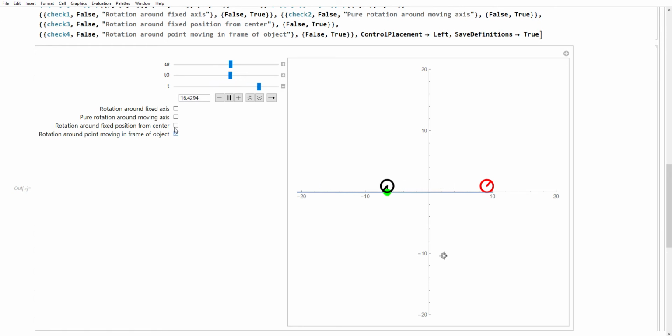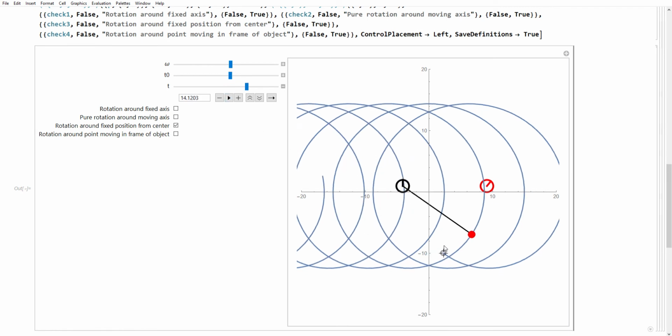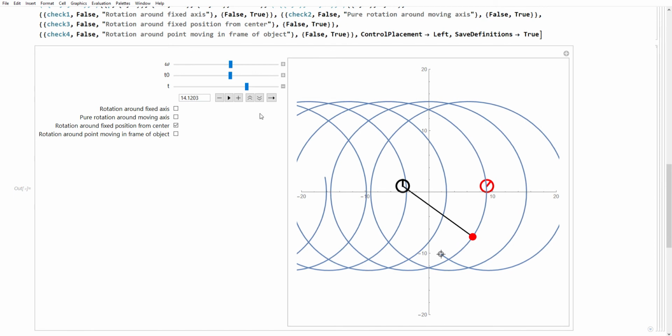Another simple one you can imagine is, which, I guess, is not simple. It's a rotation around a fixed position from the center. So let me just show you what that means. So imagine this point, and let's go back to the beginning, like here.